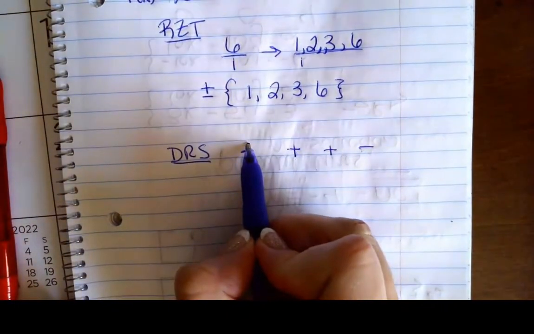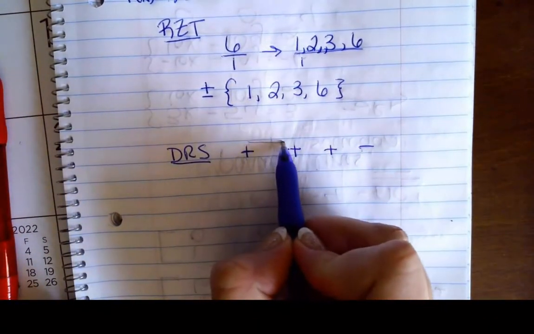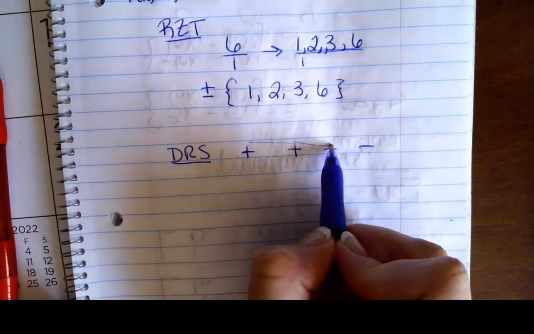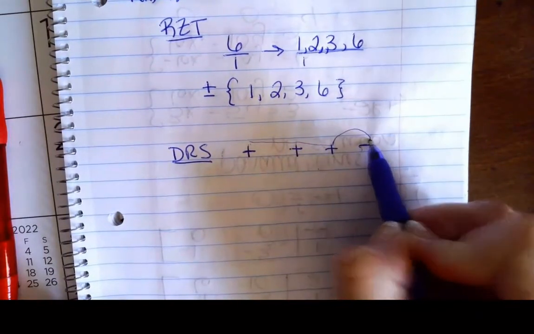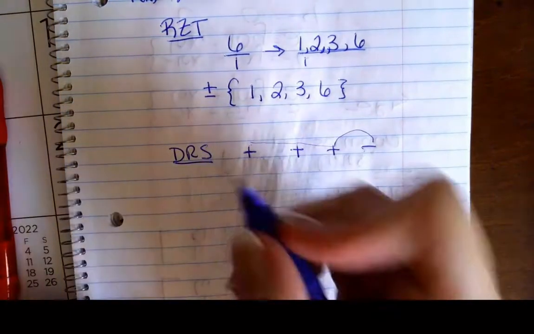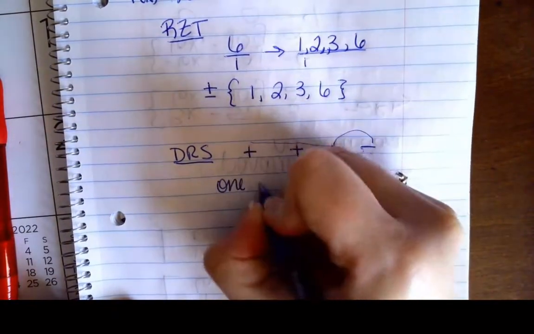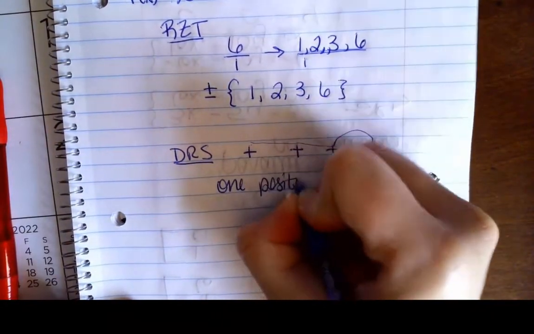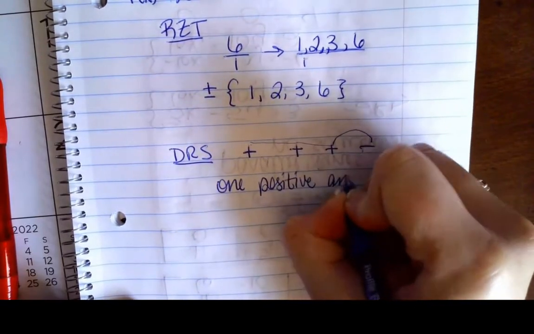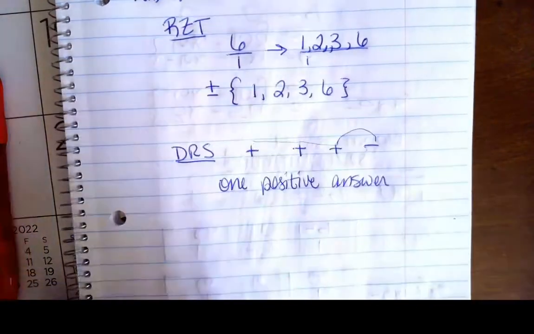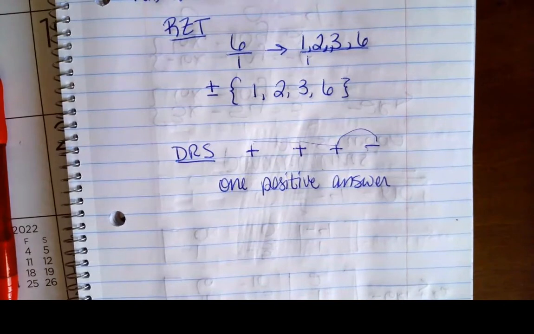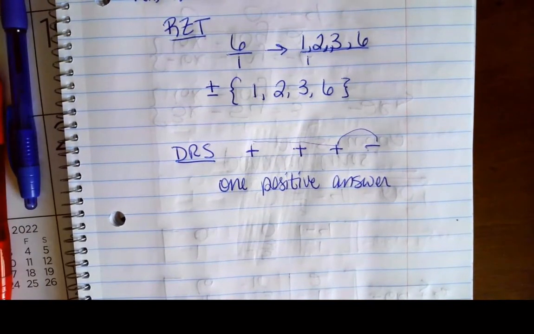So I start off positive. Well, I'm staying positive. I stayed positive. Oh, wait, I changed. I have one sign change. I am guaranteed one positive answer. I know I will have one positive answer, which means if I'm guessing and checking, I don't have to find any more than one. If I find one positive answer, I don't have to look for any more.